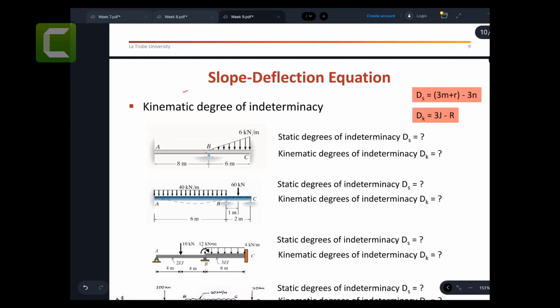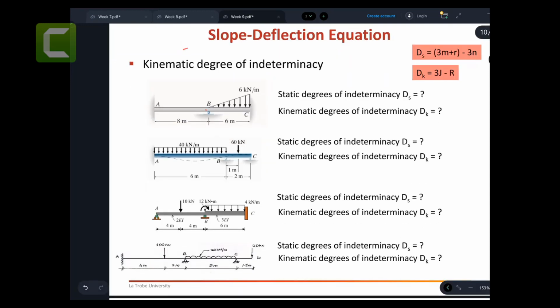Those number 4 represents that you have 4 extra forces more than the equilibrium equations. And those 2 represent that there are 2 unknown displacements. Can you solve these ones as well? Static equilibrium and kinematic degree of indeterminacy.